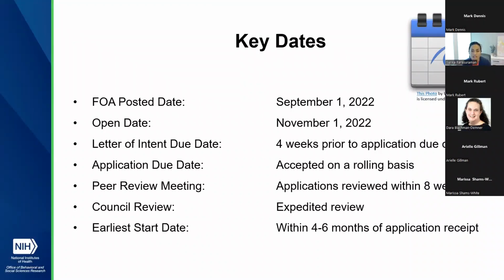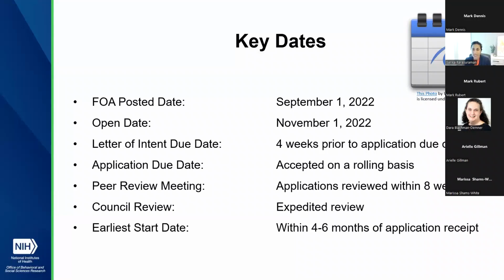The funding opportunity announcement was officially posted on September 1st of this year, 2022, with the open date being November 1st, 2022. This is the first date that applications can be received. The letter of intent due date, again, not required, but highly recommended, is 4 weeks prior to the application due date, or when you plan to submit your application. Applications are accepted on a rolling basis.